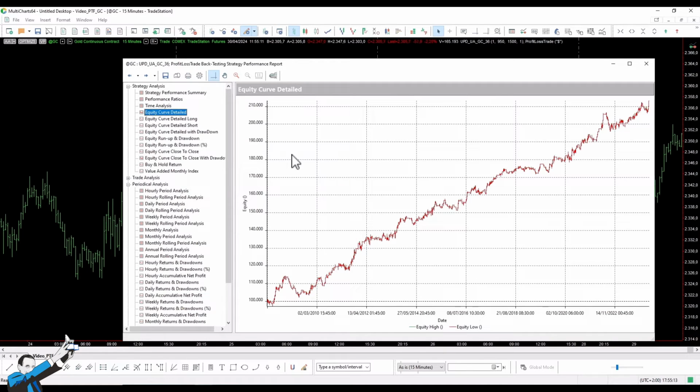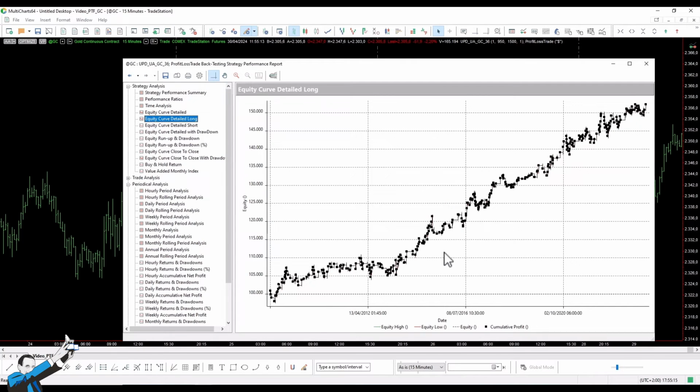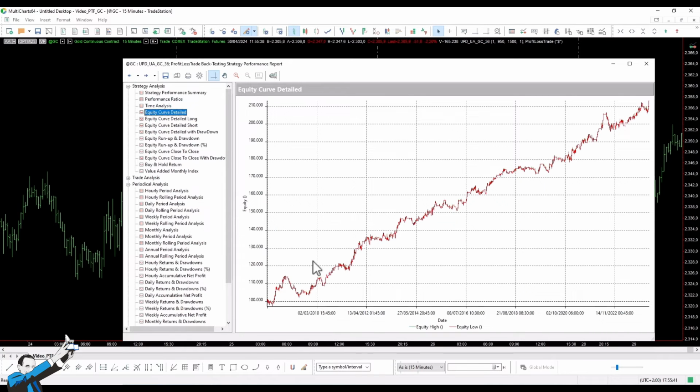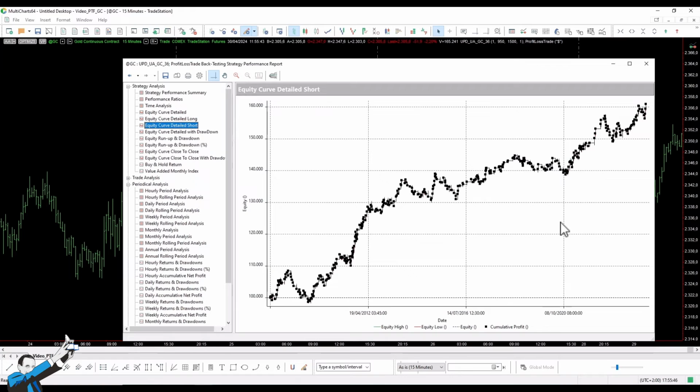Let's see the long side and the short side. And as for the long side, well, what can I say? We witness a decidedly steady growth. A bit less on the short side, where perhaps the drawdowns we previously analysed are also more evident. But all in all, it remains a good strategy even on the short side.